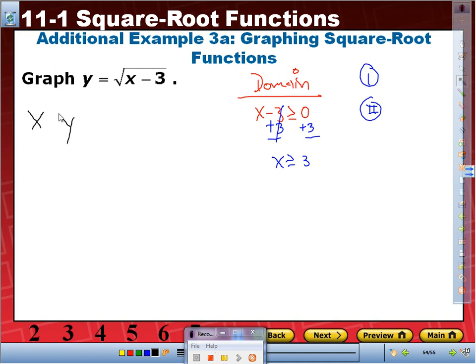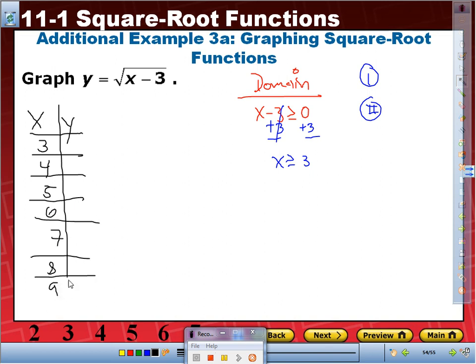x, y. And what is my domain for this one? Everybody with me? Starting at what? At 3. And we go to 4, 5, 6, 7, 8, 9, 10, and so on and so forth. Now, why didn't I use anything less than 3? Because the domain is what? Greater than or equal to 3. Are we there? So let's fill out our table. Do we know how to fill out this table? Yes. Let's evaluate each of the values.